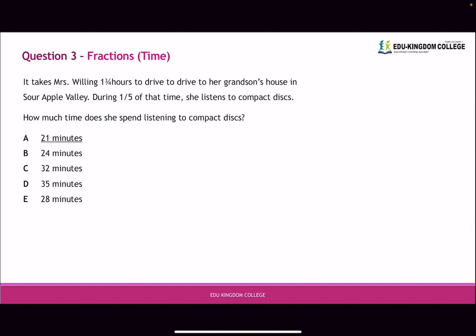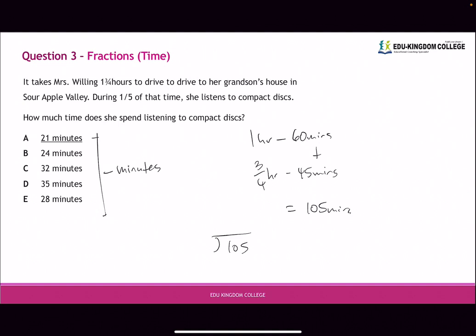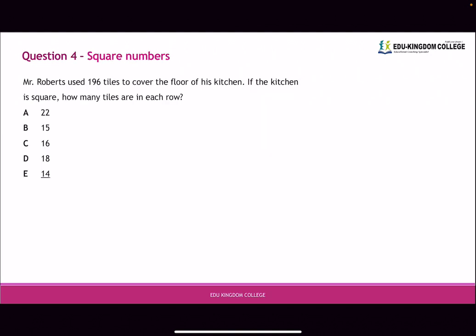Okay, so just to make things easier, because our answers are in minutes, we're going to translate our hours to minutes. So 1 hour is 60 minutes, and 3/4 of an hour is 45 minutes. When we add that together, we should get 105 minutes. Okay, so 105 minutes, 1/5 of that, so we're going to divide it by 5. 5 goes into 10 twice, goes into 5 once, so that's 25 minutes. Sorry, don't mind my messy writing, just follow the numbers.